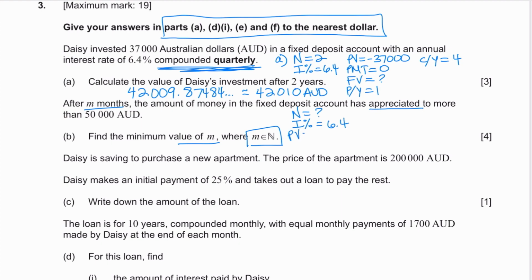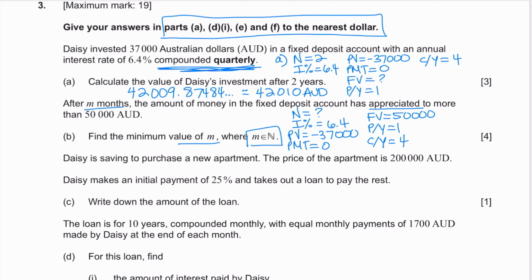Our present value is still negative 37,000. And again, you would not write negative 37,000 as an answer, but that is how it works for the app. PMT, we're still not making any payments. PMT is 0. Future value is going to be 50,000 Australian dollars because you're trying to figure out at which point has the account grown to more than 50,000 Australian dollars. P per Y is equal to 1. C per Y is equal to 4. And then obviously we'd have to go back to get N.